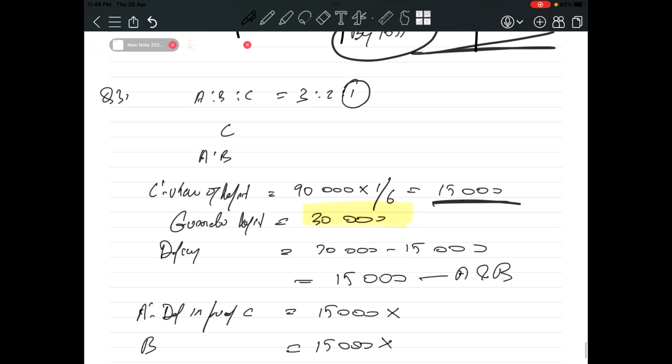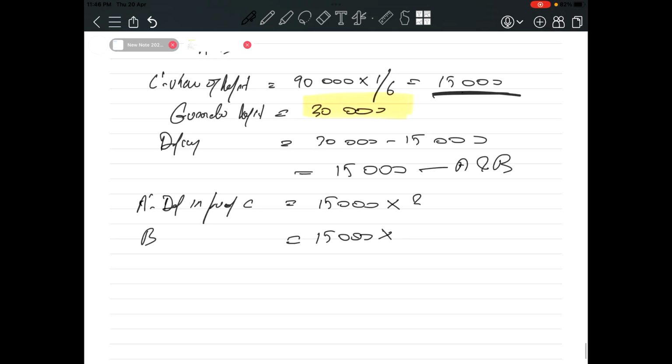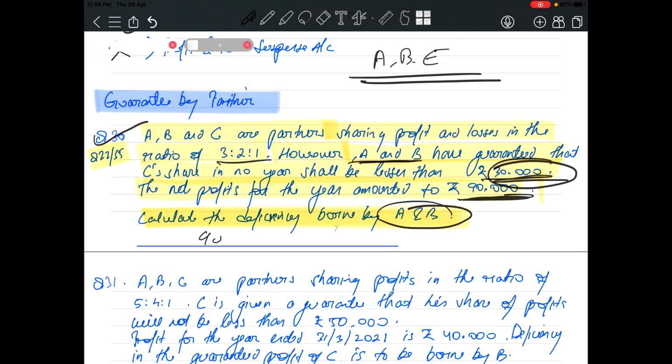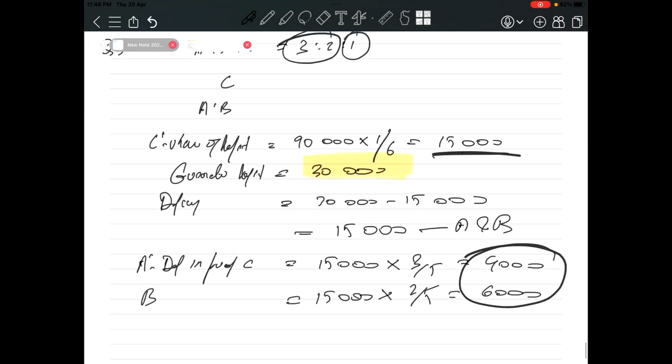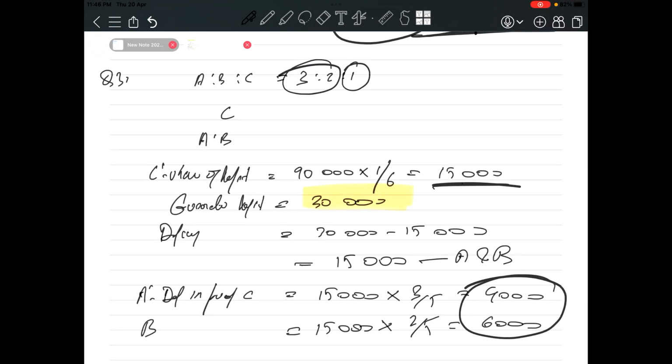Now in which ratio will we share? We will share in this ratio, 3:2. Okay, so 3/5, 2/5. So what is the amount of deficiency to be borne by each? A will bear 9,000 and B will bear 6,000. So this is the correct answer, 9,000 by A and 6,000 by B. Okay, so you can copy this answer.